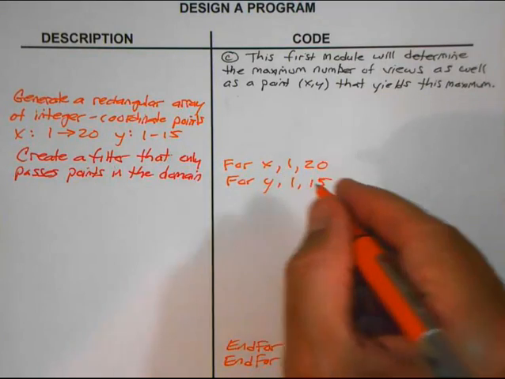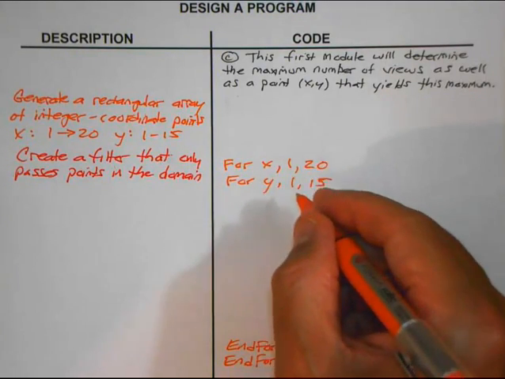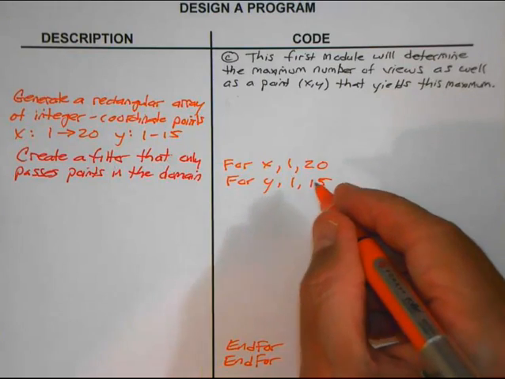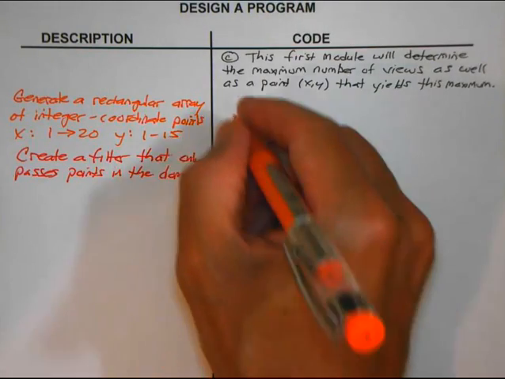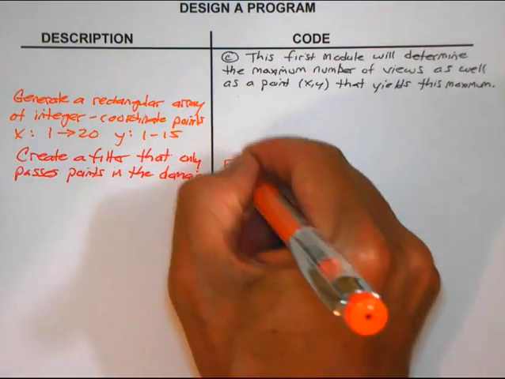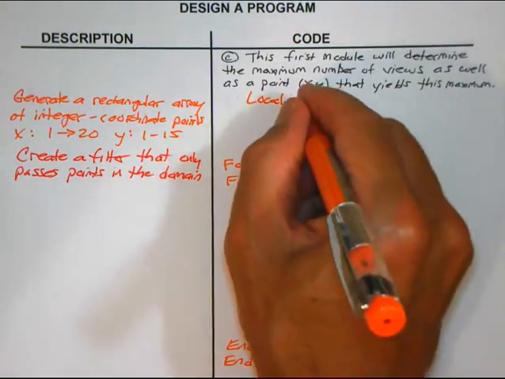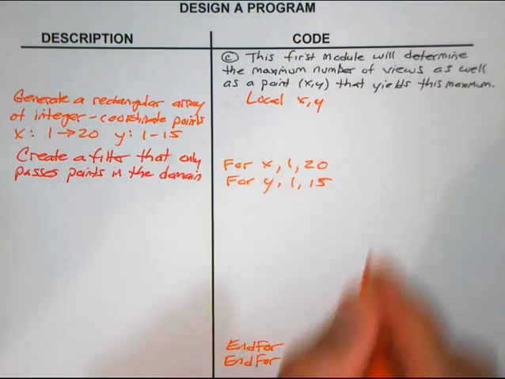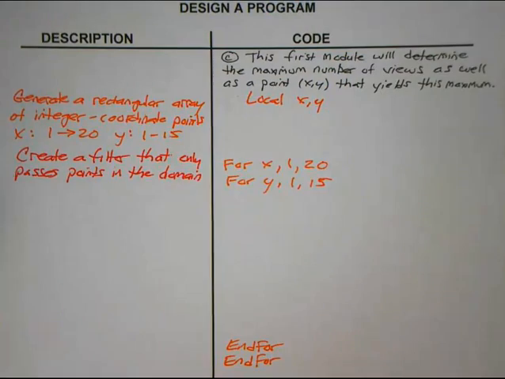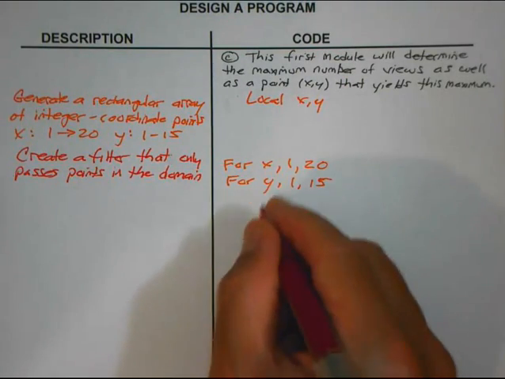So, to make sure that this x and y just serve as variables within this program, we also would come up here and define these to be local variables for this program. So that means local x, y. Okay, there. Onto our filter that's only going to allow points in the domain to go further into the analysis.